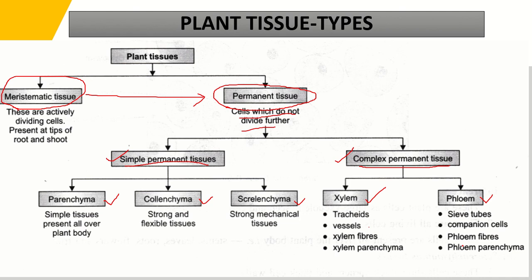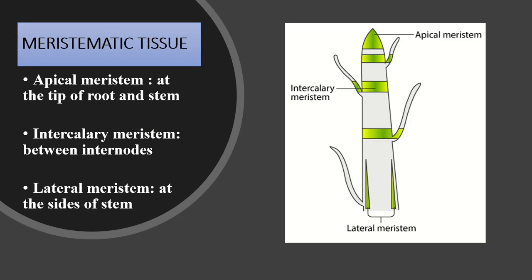Let us talk more about this meristematic tissue. As I just said, these tissues divide; they have the power of division. Now, on the basis of location, meristematic tissue is divided into three types. First is apical meristem, second is intercalary meristem, and third is lateral meristem.